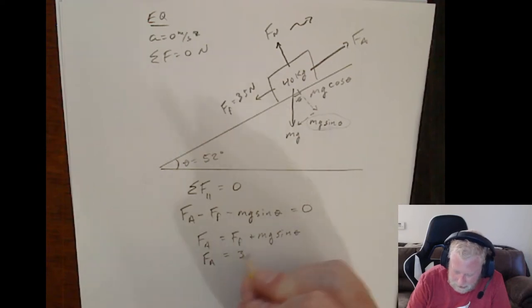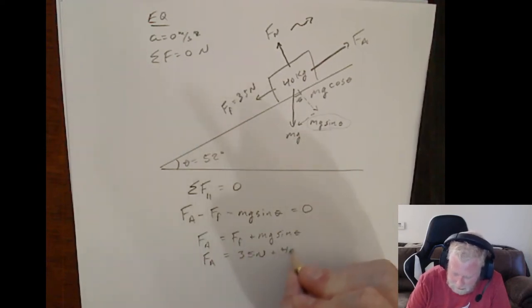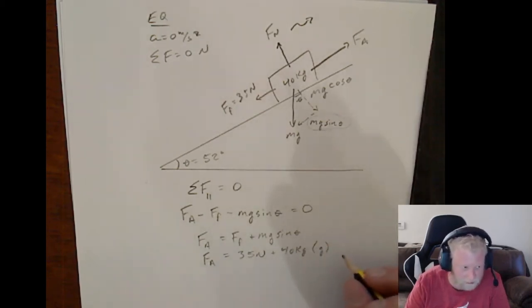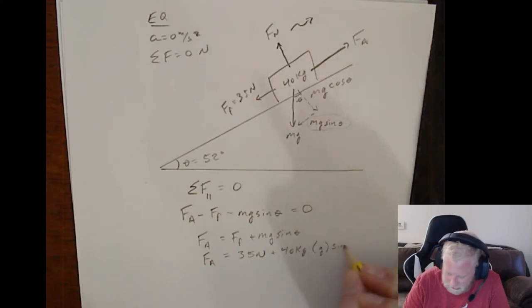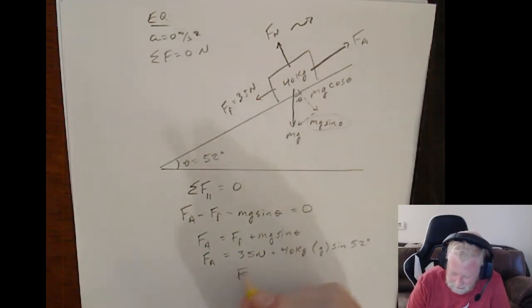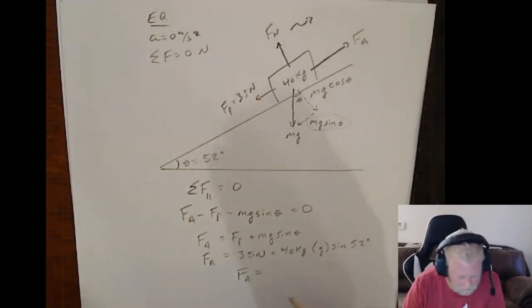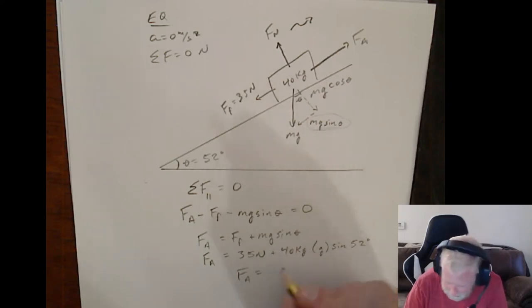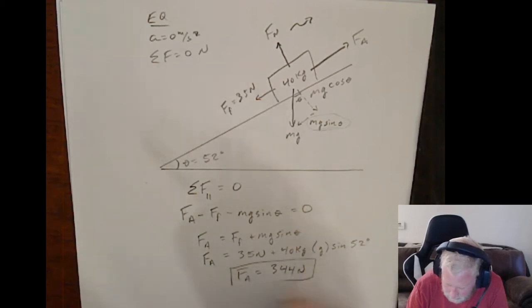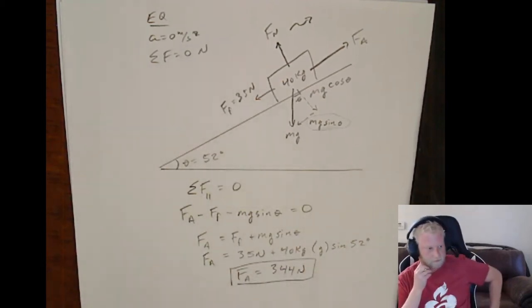So applied force would be 35 newtons plus 40 kilograms times 9.8 meters per second squared times the sine of 52 degrees. So your applied force in this case would be equal to 343.9, so let's call it 344 newtons. Alright, so again, it's not anything new we're doing. We're just, instead of examining the horizontal and the vertical, we're examining the parallel and the perpendicular.